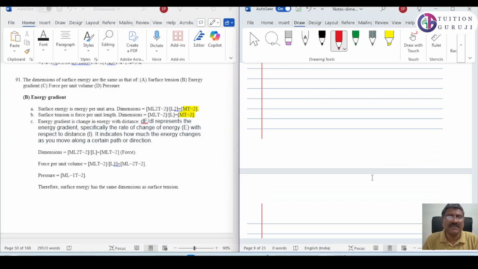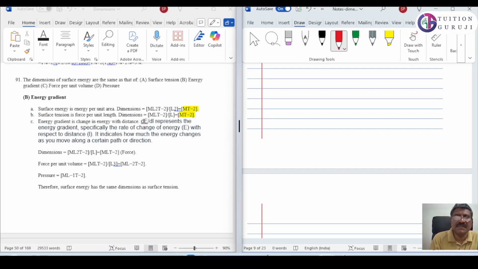The dimensions of surface energy are the same as that of... So let us see what is surface energy. Surface energy is energy per unit area. So surface energy is equal to energy per unit area. You know what is energy, M L square T raised to minus 2, divided by L square. So L and L will get cancelled. This is M T raised to minus 2. This is actually surface energy.